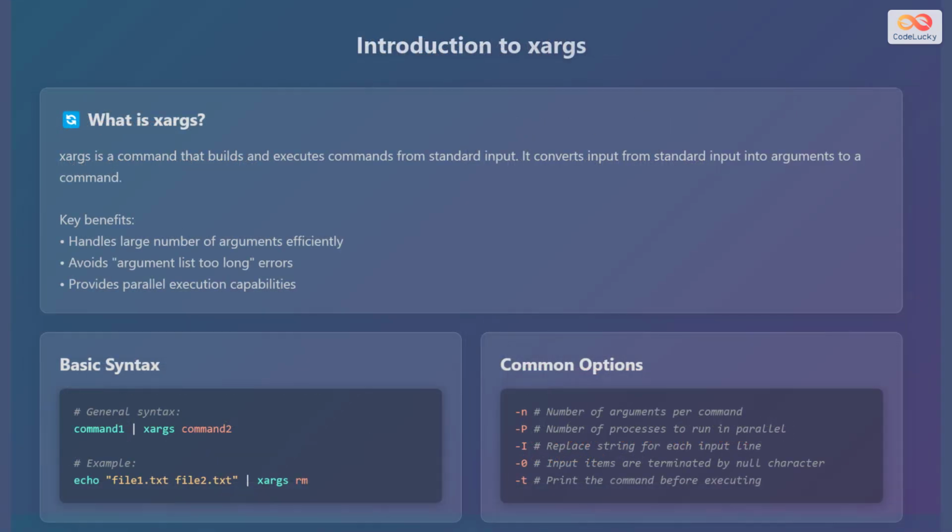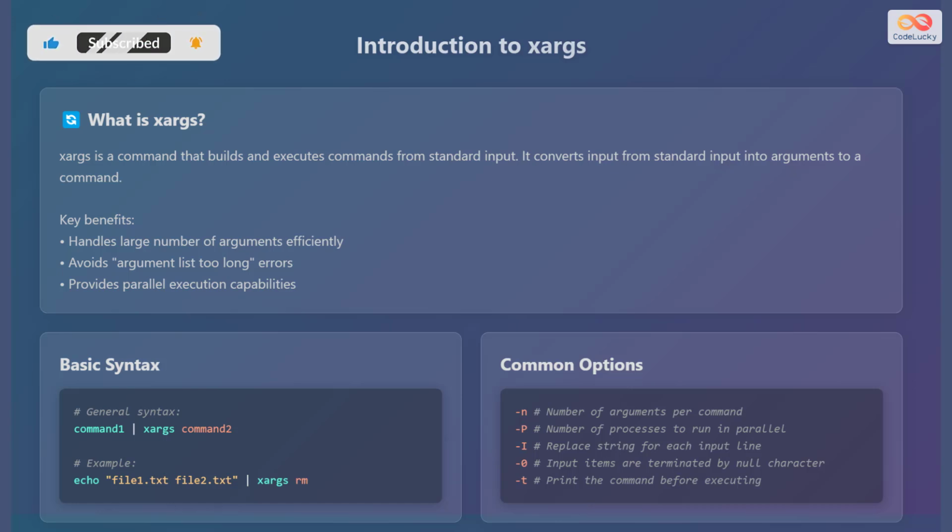Next, let's talk about the xargs command. Xargs is a command that builds and executes commands from standard input. It converts input from standard input into arguments for another command. Key benefits of using xargs include efficiently handling a large number of arguments, avoiding argument list too long errors, and providing parallel execution capabilities. Here is the basic syntax.